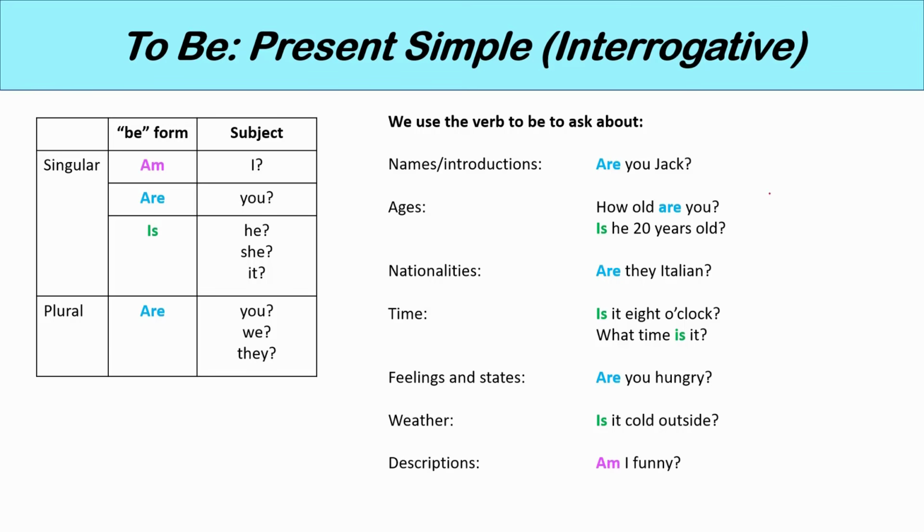A common mistake for many English learners is to add a question mark after an affirmative sentence. So, for example, you are Jack? This would be incorrect. We have to switch the verb to be and the subject pronoun. Are you Jack?